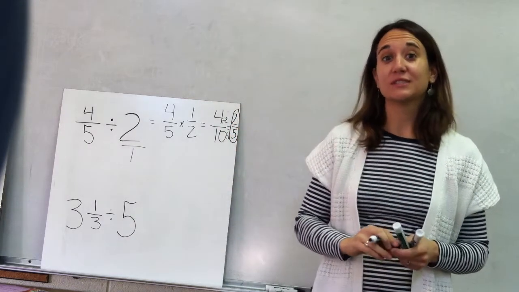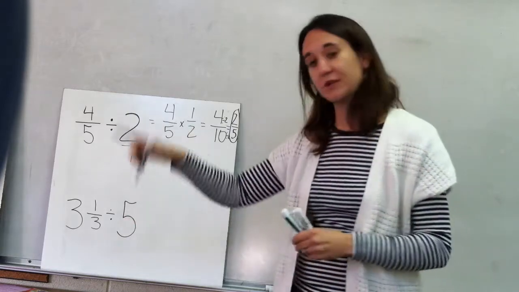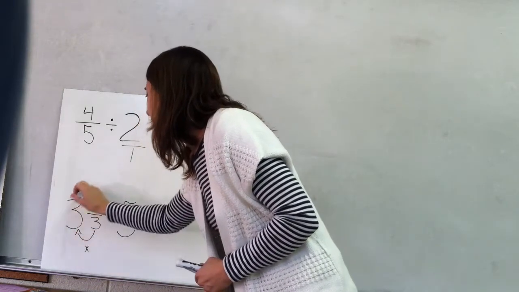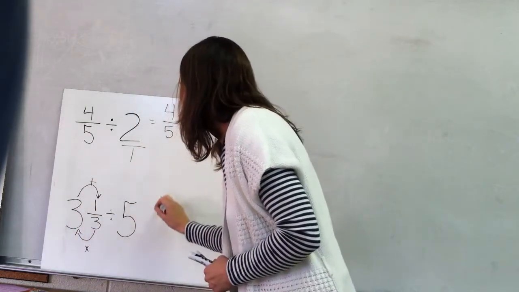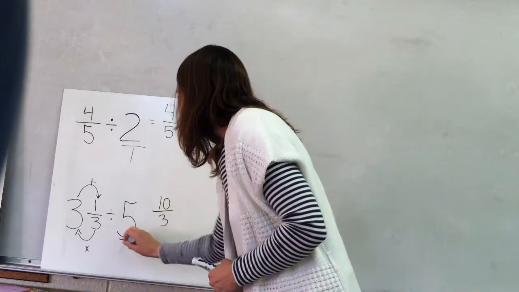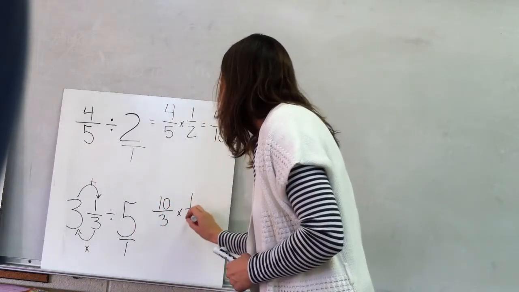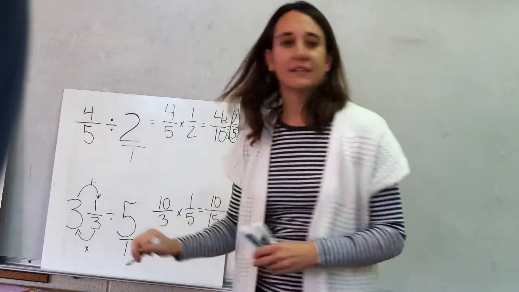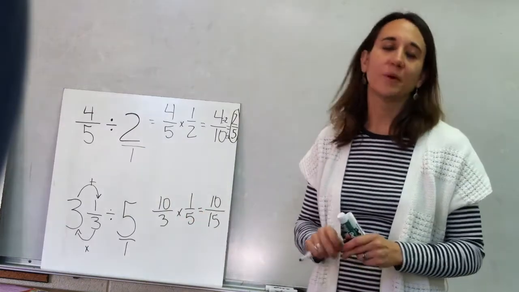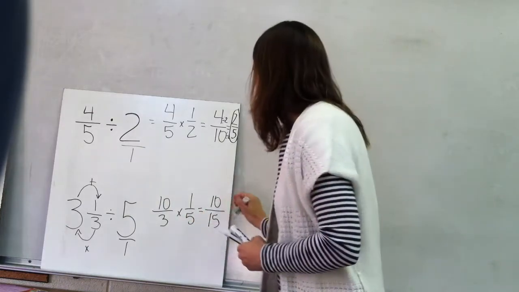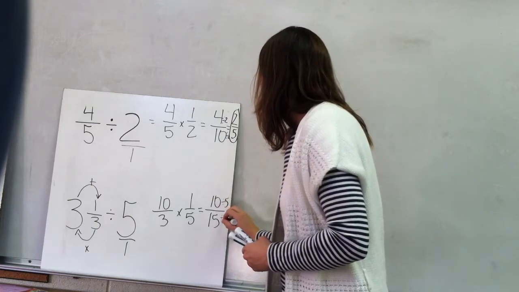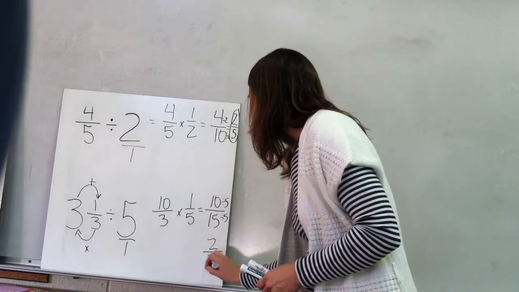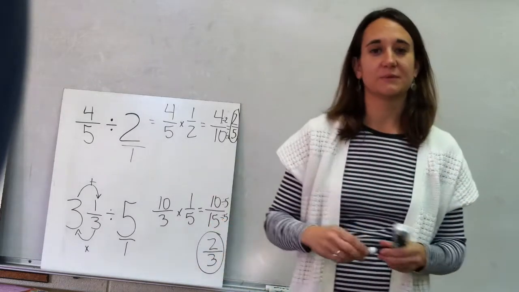All right, you had to do an extra step for this one. The extra step was to first make it an improper fraction. 3 times 3 is 9, plus 1 more is 10. So we have 10/3 times 1/5. So we get 10 over 15. Is this in simplest form? No, they're both divisible by 5. Five will go into 10 2 times, and it will go into 15 3 times. This answer is in simplest form.